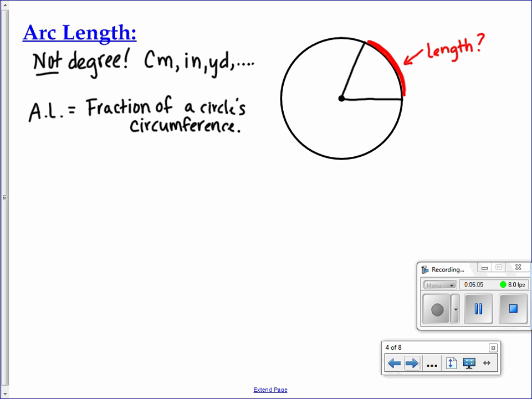But I'm going to give you guys an actual formula that you need to remember. If you have a highlighter, you know, you get that out, or maybe just write it in a different colored pen. So in order to figure it out, I'm going to say it's AL equals, and we need to know the fraction of the circumference. So in order to figure out the fraction, you are going to take the arc measure and you're going to divide it by 360.